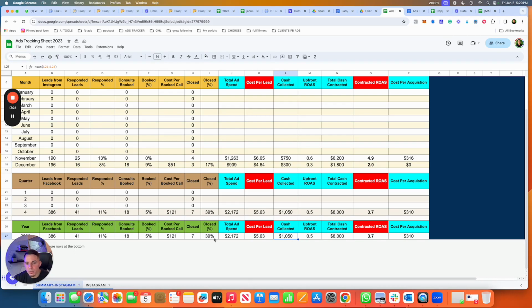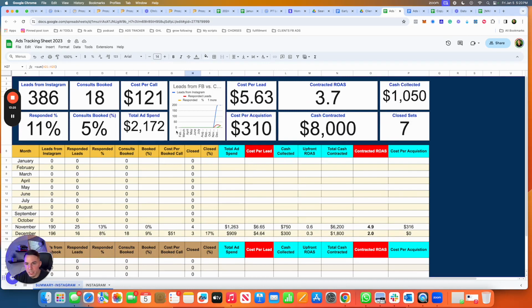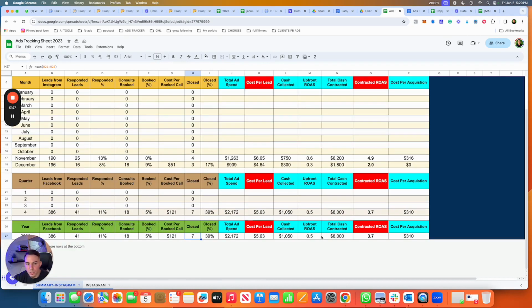So if he would have closed 7 of those deals at $2,000, it would be $14,000, which means he would have spent $2,000 and made $14,000 total. Does that make sense? Now, even if his cash to revenue ratio, meaning he only collected half of those payments, he would have still made $7,000 off of $2,000 of ad spend.